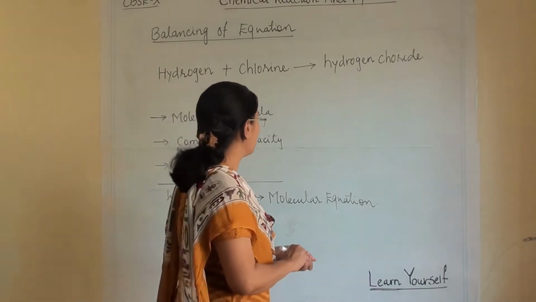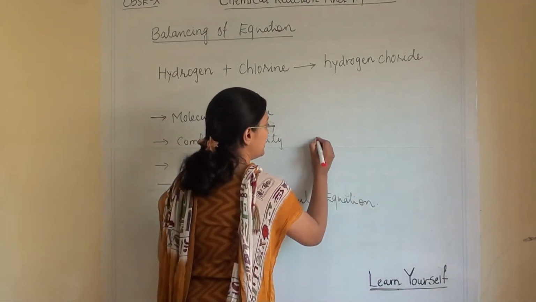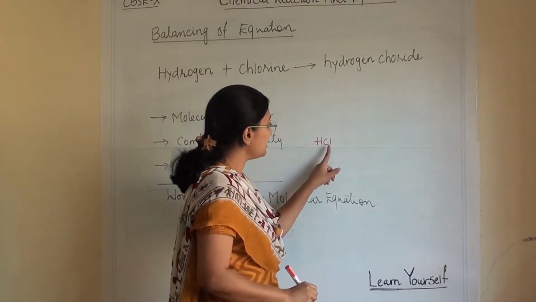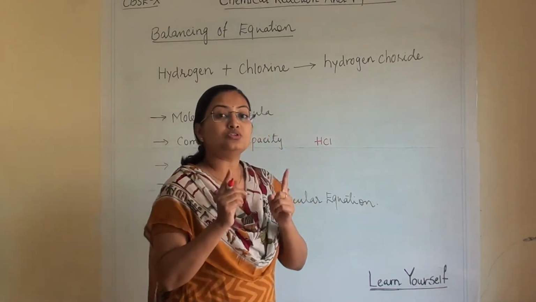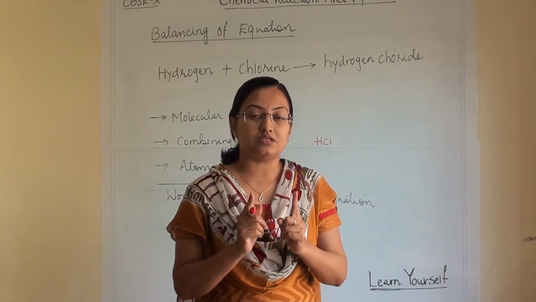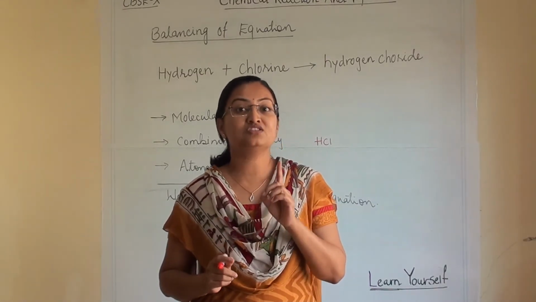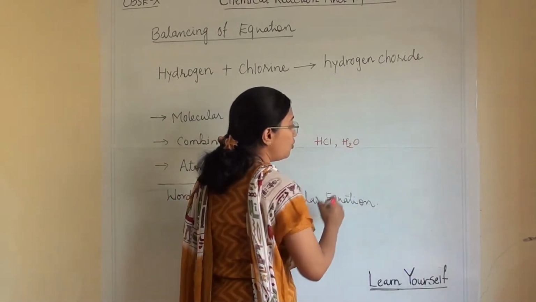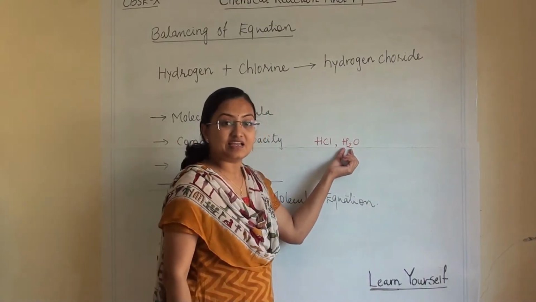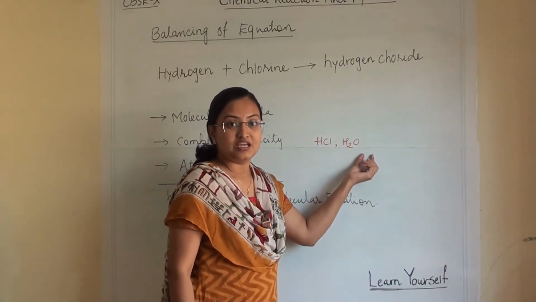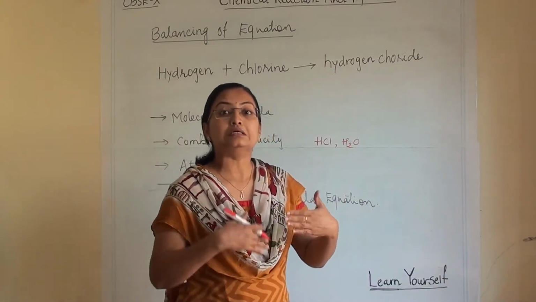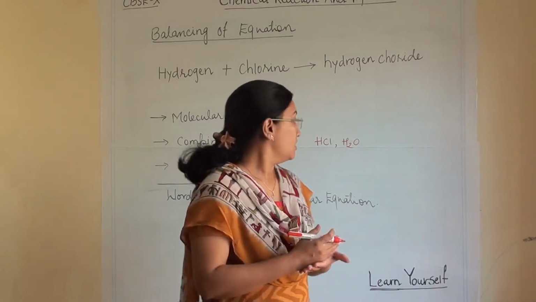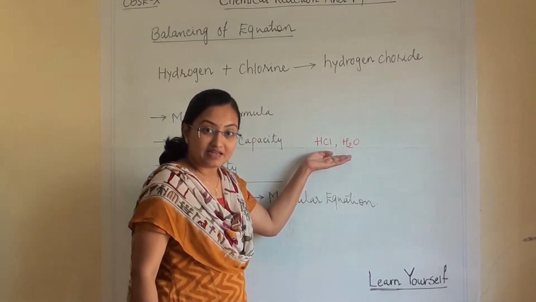For example, if we take hydrogen chloride, the molecular formula is HCl. Hydrogen is 1 and chlorine is 1. Both have a combining capacity of 1. So it is HCl. But it is not always true. When you see H2O, hydrogen's combining capacity is 2 with oxygen. It always depends upon the other reactant which is going to react with the atom. So this is all about combining capacity.